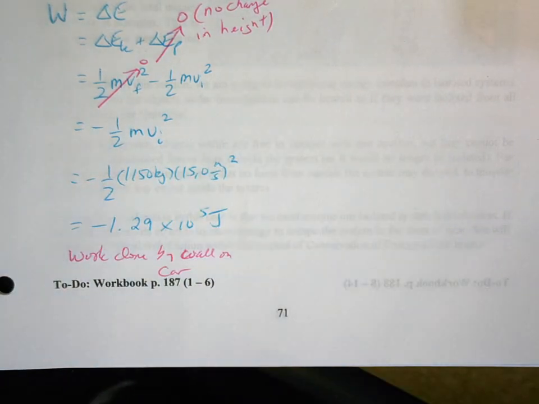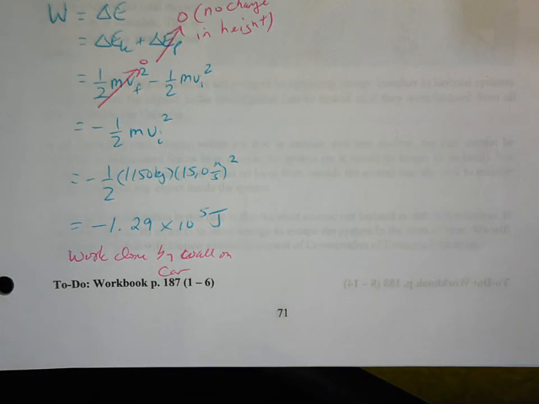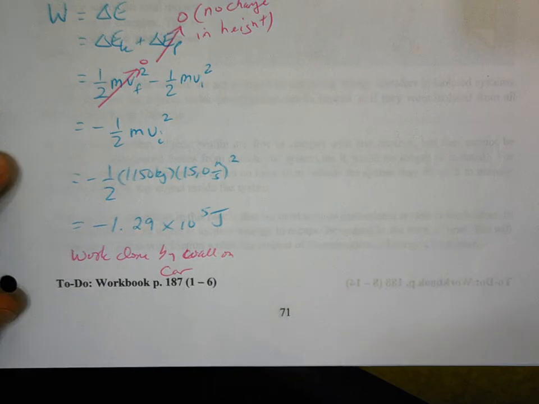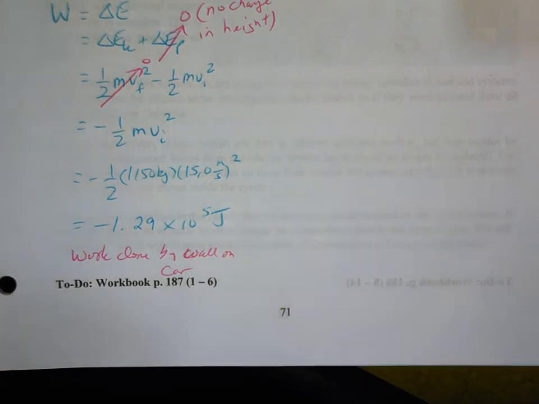We get a negative answer. That's good, because when work is done on the car, it's going to slow it down from 15 meters per second to 0. When we have a decrease in speed, we said that is a count of negative work. So that's good, we get negative work.